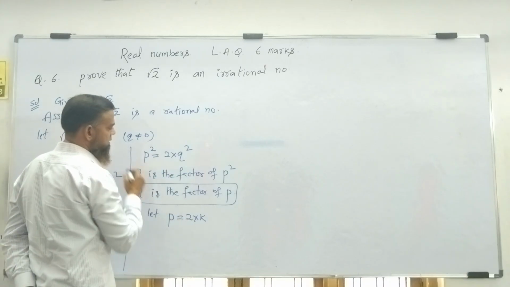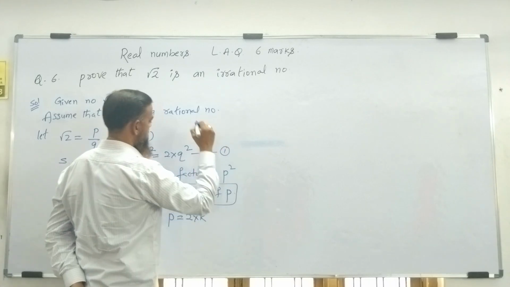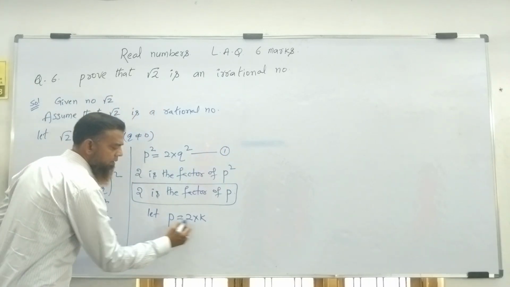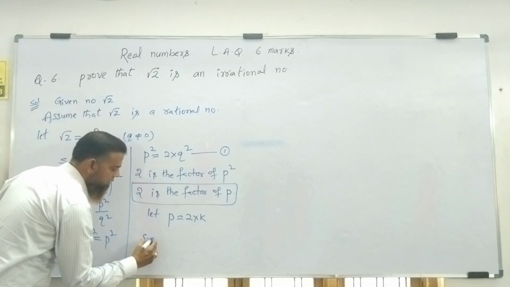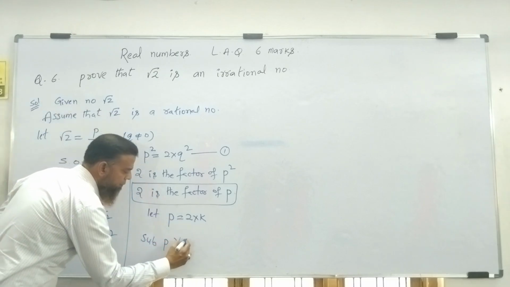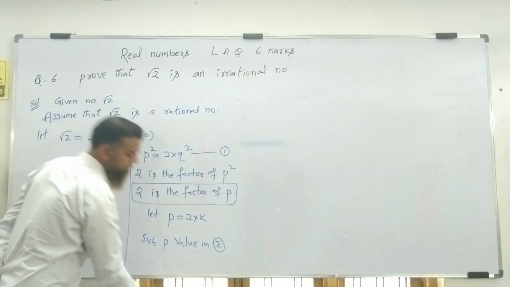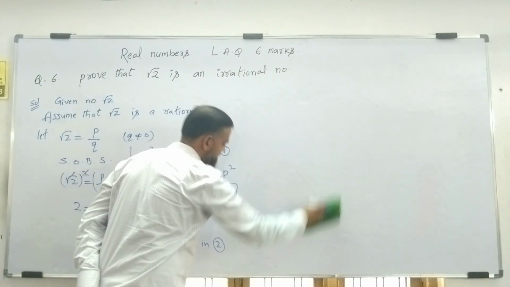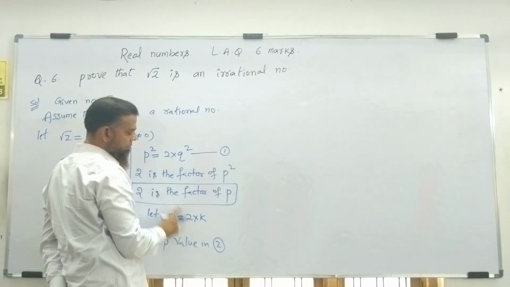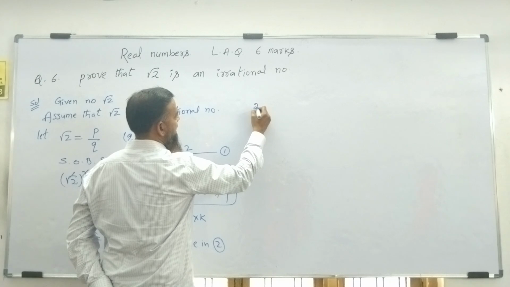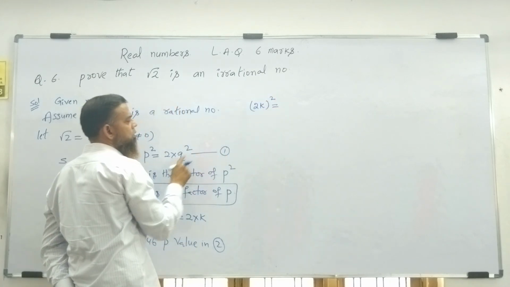Take this as equation 1. Now p is equal to 2k. We will substitute this p value in equation 2. If I substitute the p value, what happens? See here. In place of p, I am writing 2k, right? 2k whole square is equal to 2 into q square.